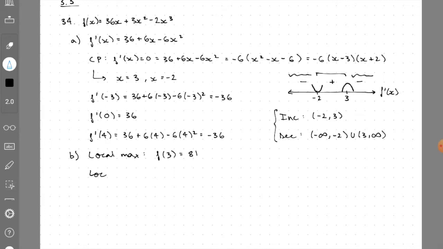And then our local min is going to be f of negative 2, which if we plug it into our calculator, let's see. We would have 36 times negative 2 plus 3 times negative 2 squared, which is 4, minus 2 times negative 2 to the third. It's going to be negative 44. Is that right?